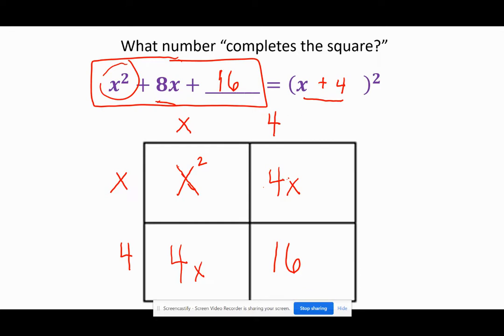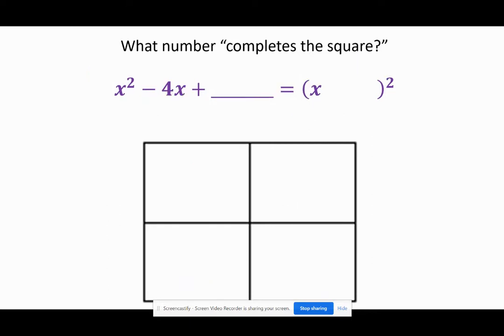Now, some of you will always maybe want to use the box, and some of you might start noticing a shortcut. This number that goes right here, that's always the half, right? The half of that middle term. And whatever the half is, you square that number, and that's what goes in the blank, 16. There's no shame in making the box, though, either. All right, what would go here?